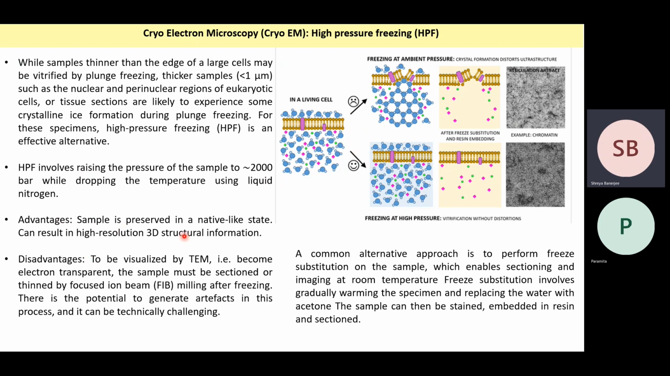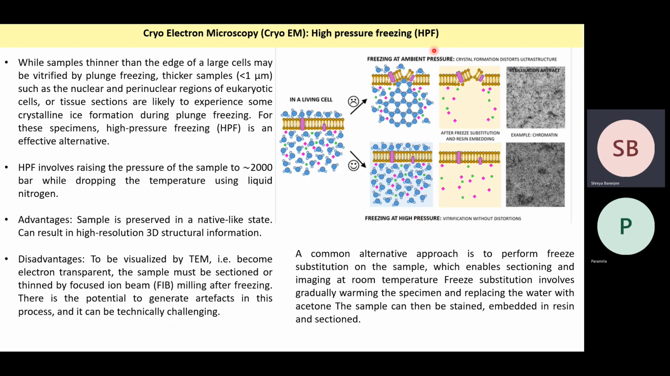So this is the advantage, that the sample is preserved in the native state, and so we can get high resolution 3D information. The disadvantage is that in order to be visualized by transmission electron microscopy, the sample must be sectioned or thinned by focused ion beam milling after freezing.